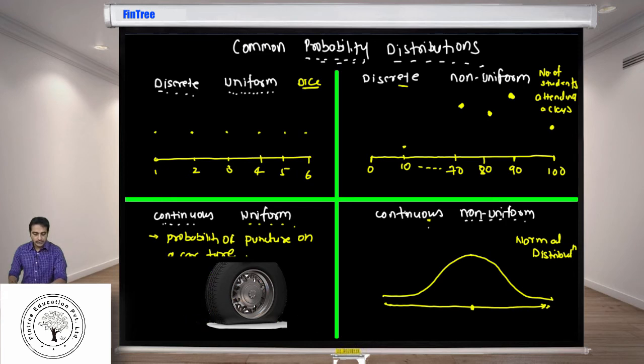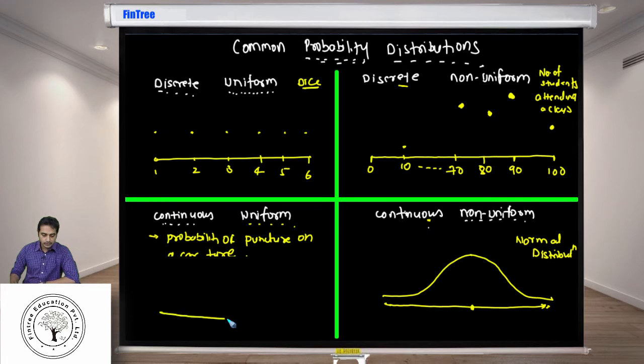In terms of graph, a continuous uniform distribution will look like this. The probability of every region is the same. There is equally likely probability that regions of the same size will have the same probability of getting punctured. Are we okay?